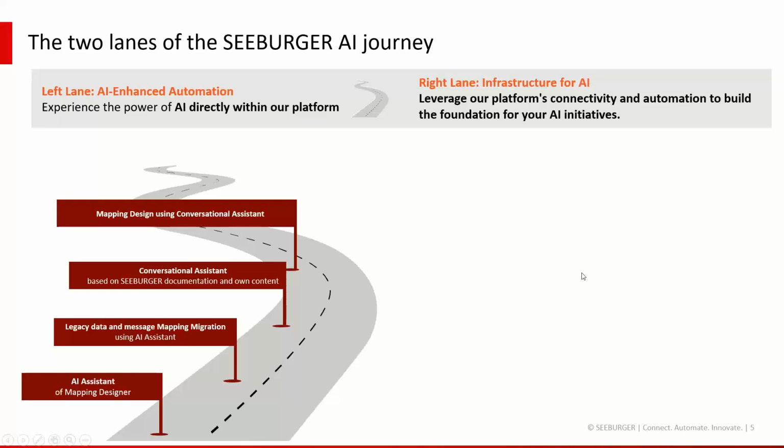We are next to present you a conversational assistant, which helps so that you can talk with SEEBURGER documents and own documents to get specific knowledge in a specific situation that you might need to fix an issue. And today we are talking about the last flag, the mapping design, using a conversational assistant to create a mapping code for data transformation out of human readable documents. That's the topic of today.